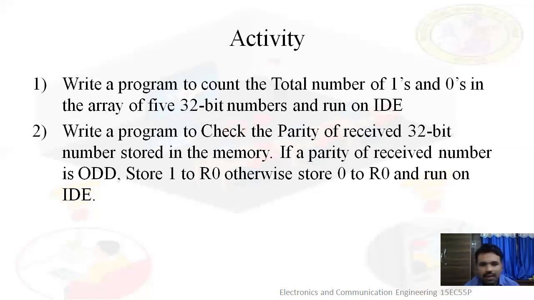Now you write a program to check the parity of a received 32-bit number stored in the memory. If the parity of the received number is odd, store 1 to R0. That is, 1 in R0 indicates that the received parity is odd. Otherwise, store 0 to R0. It indicates that the parity of the received bits is even. And run the same program on the IDE.